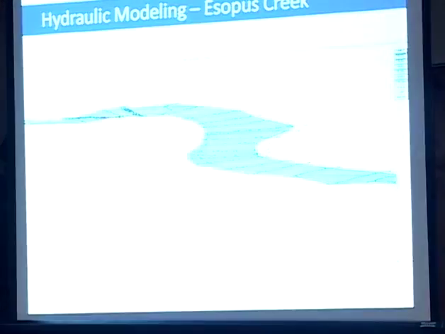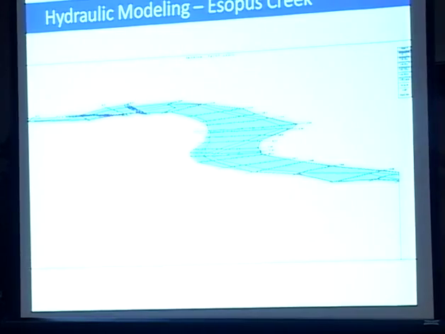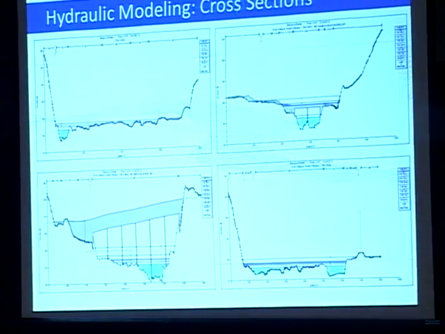Just a little bit about the hydraulic modeling. This is a tool that we use. It's one of several tools that we use when we analyze different flood mitigation strategies. This is a view of Esopus Creek, in the area of Shandaken, and you can see in the model, the creek is made up of cross-sections. And each of those cross-sections looks like this.